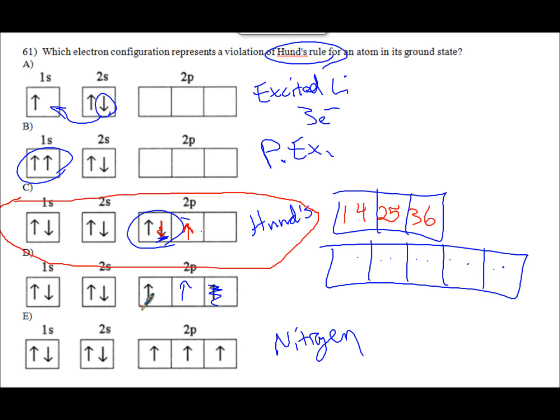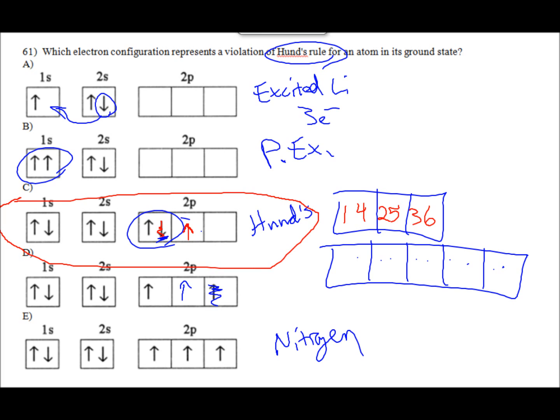Answer D is just technically wrong. We usually go the first box, the second box, the third box. First box, second box, third box. And this electron here needs to be shifted over a bit. And then E would be the configuration for nitrogen. And there's nothing wrong with this. This is a perfect orbital diagram for nitrogen.